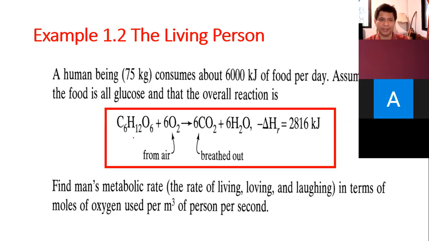And anyway, let's try to solve it. Find the man's metabolic rate, the rate of living, loving, and lapping, in terms of moles of oxygen used per cubic meter of person per second. So yun pa rin yung unit natin. Moles of oxygen used per cubic meter of person per second. Paano yan? Ang binigay na unit ay 75 kilograms. Pang mga Amerikano yan. Usually mga 50, 60 lang tayo. Yung mga lalaki, yung mga babae nga, much lower.